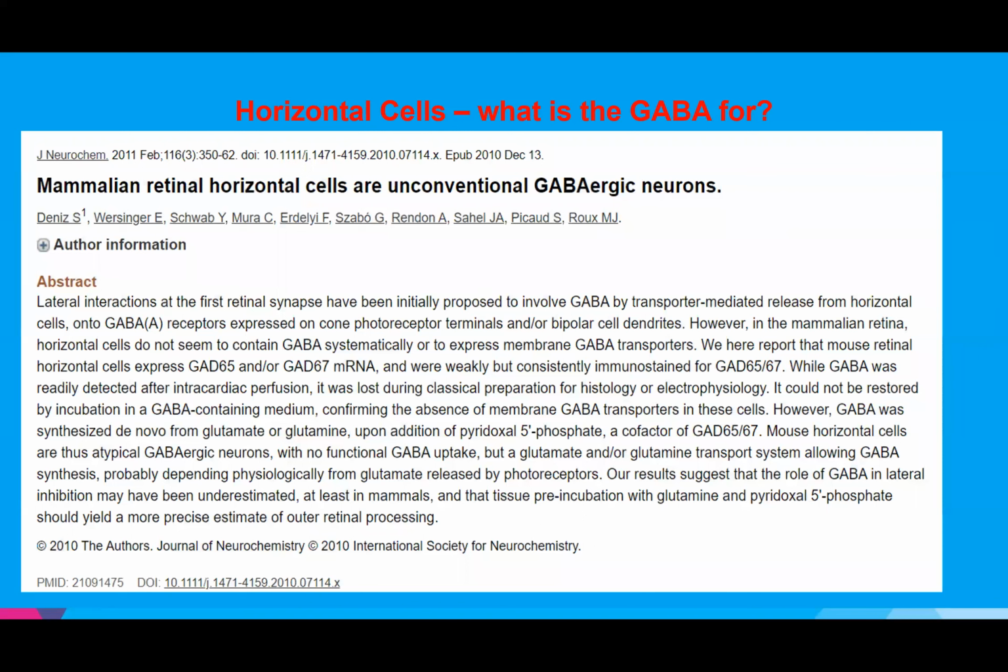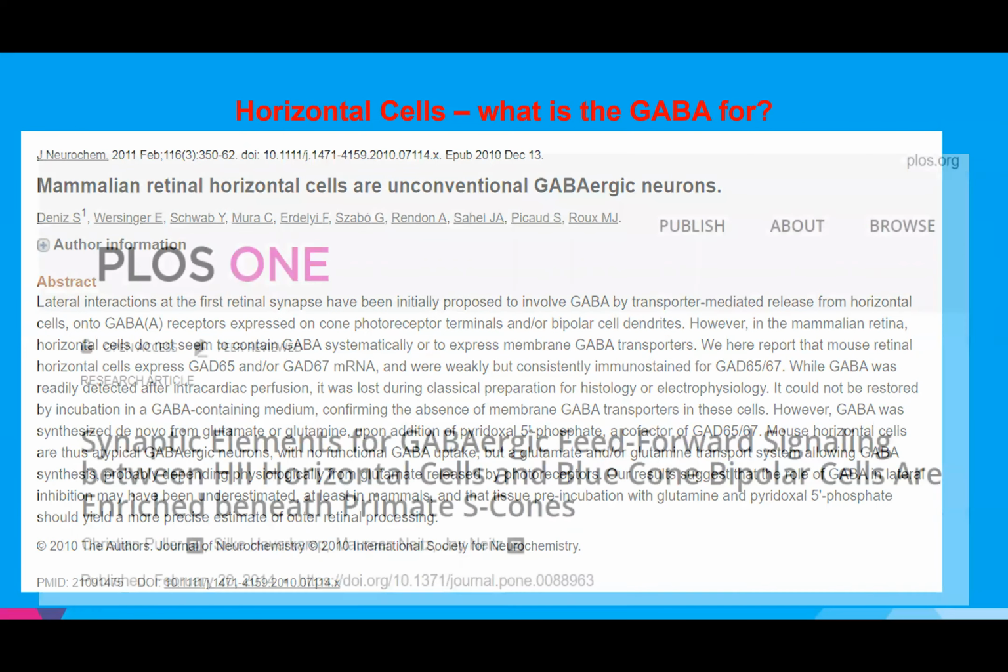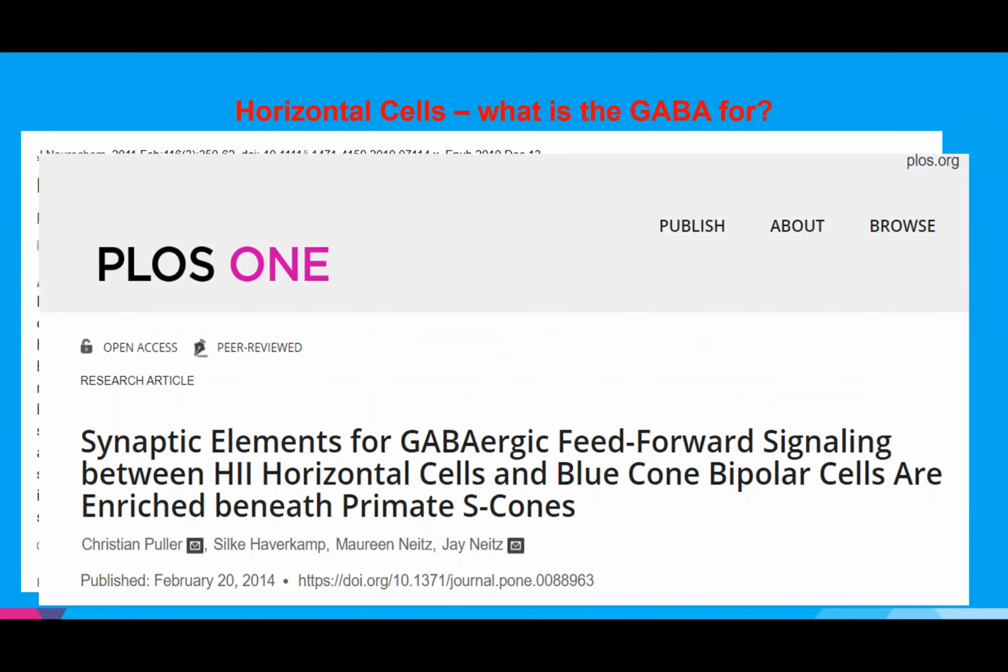Because a conventional GABAergic neuron is one that inhibits, right? I mean, we know that. Well, this is not the truth here. So clearly it's weird. Here's another one. Synaptic elements for GABAergic, meaning the GABA feed forward signaling between a horizontal cell and some bipolar cells are enriched, blah, blah, blah. Okay, but it makes sense that those words would be in the same sentence, okay?